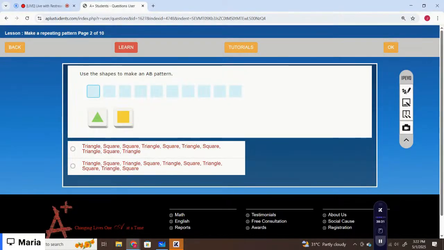Use the shapes to make an AB pattern. Okay, let's see: triangle, square, square, triangle. No, that is not the correct option. They keep repeating themselves in the same pattern, right? Triangle, square, triangle, square, triangle, square. Option number two is the correct option.